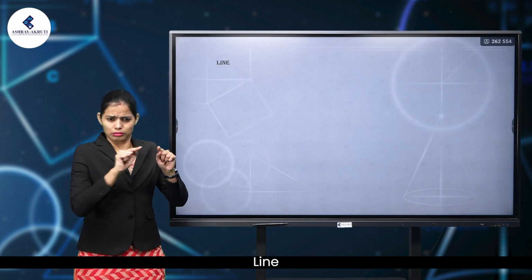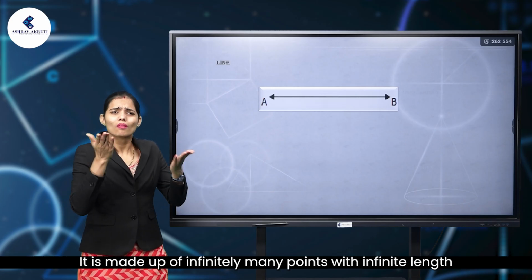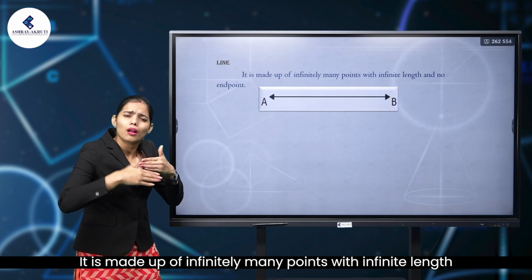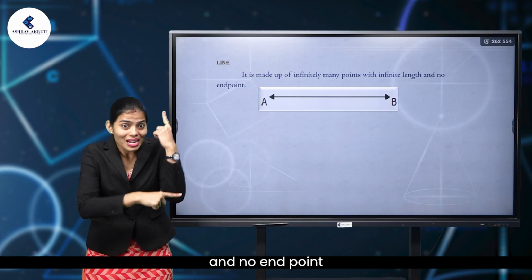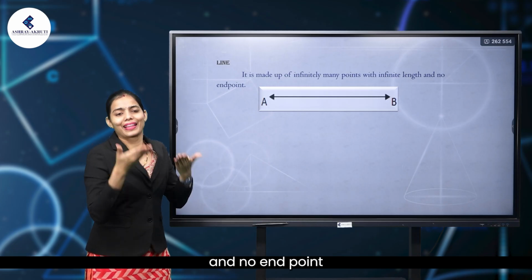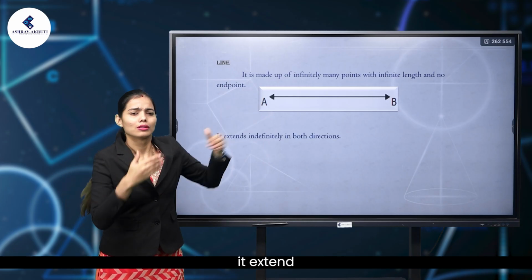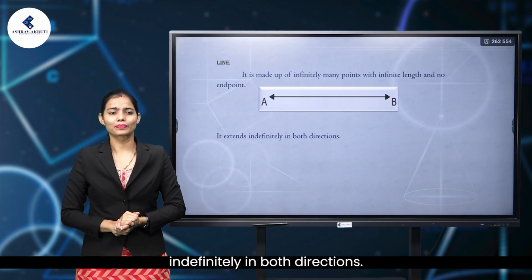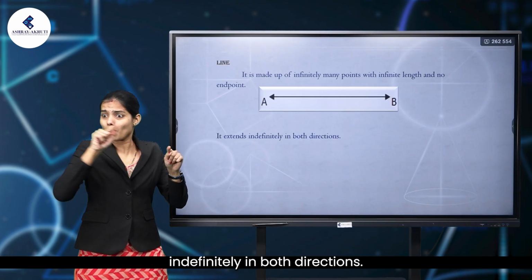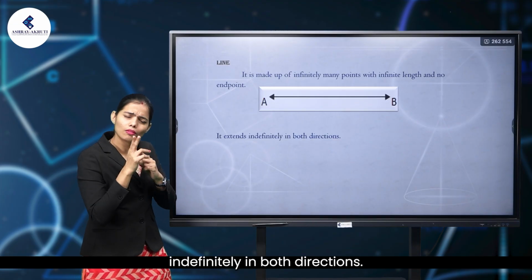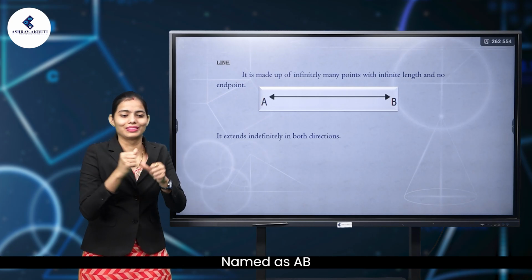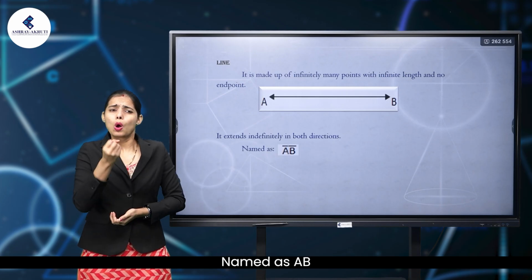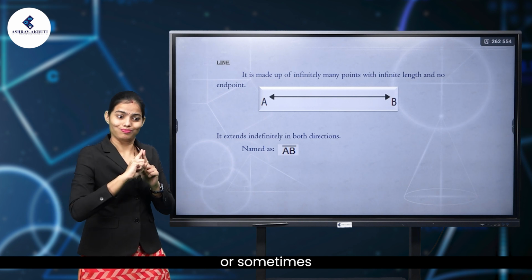Line. It is made up of infinitely many points with infinite length and no endpoint. It extends indefinitely in both directions. Named as AB bar, or sometimes by a single lowercase letter.